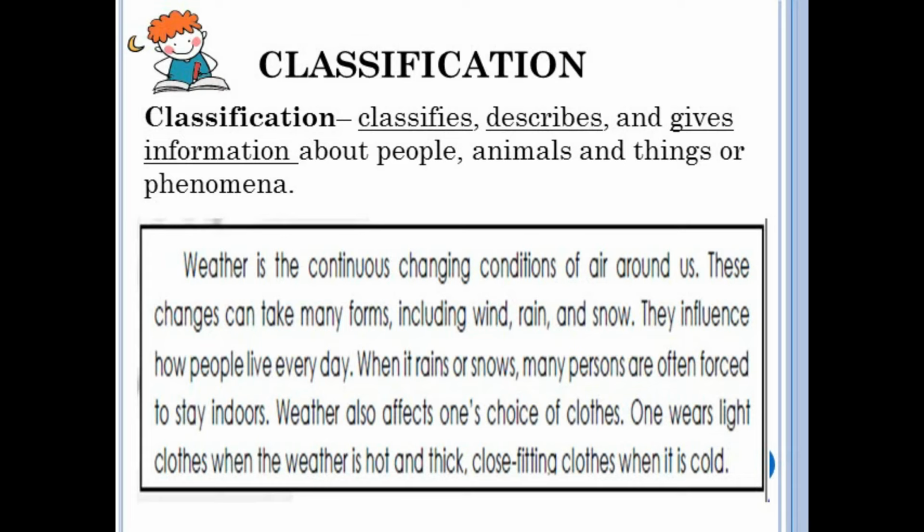When it rains or snows, many persons are often forced to stay indoors. Weather also affects one's choice of clothes. One wears light clothes when the weather is hot and thick, close-fitting clothes when it is cold.